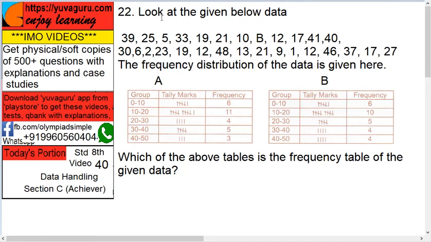Let's start. Look at the given data. These numbers are given. Then a frequency distribution of the data is given here. This is called a frequency distribution. Now there are two tables given, A and B. Group, tally marks and frequency. Group, tally marks and frequency. Which of the above tables is the frequency table of the given data? Means which of the above tables is correct with respect to this data.